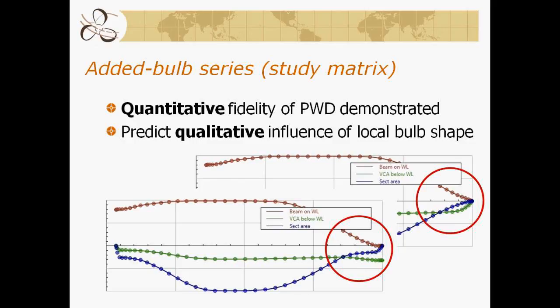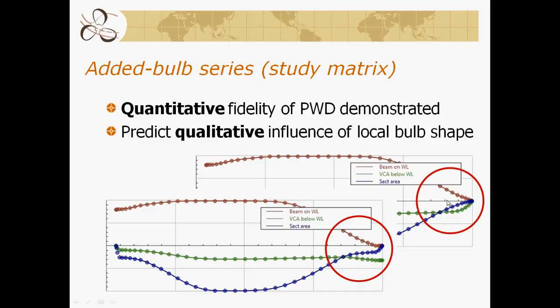This is a description of the geometry that is used for the prismatic wave drag method. So our added bulb series, our study matrix of the three different variables included the extension forward, the cross-sectional area or the diameter of the bulb, and the immersion of the bulb itself. Particularly look at the nose here. The graphic shows our water plane distribution or beam, our sectional area curve distribution, and the immersion, the vertical center of area below the water line.